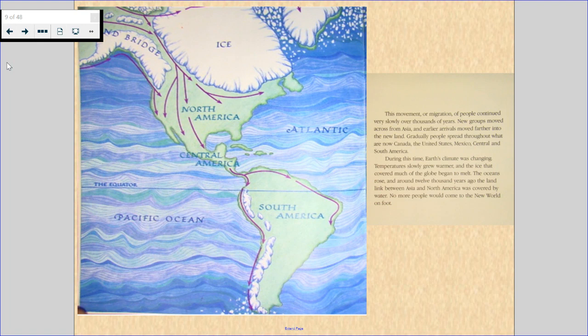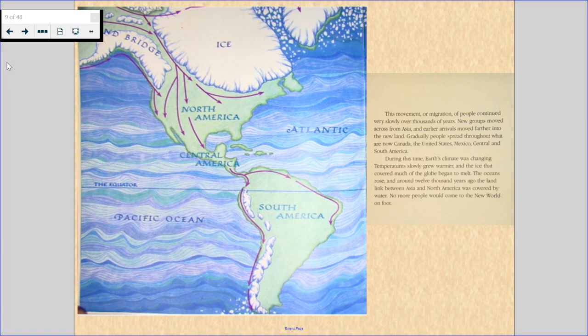So during this time, Earth's climate was changing. Temperatures slowly grew warmer, and the ice that covered much of the globe began to melt. The oceans rose, and around 12,000 years ago, the land link between Asia and North America was covered by water. And so no more people would come into the New World on foot. Of course, later they would come by boat, and much, much later by other modes of transportation.